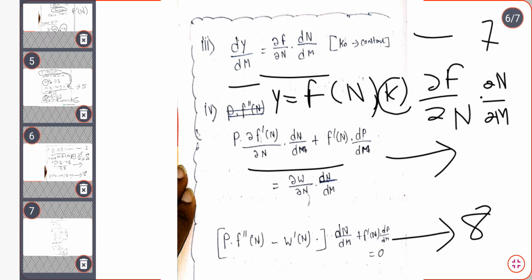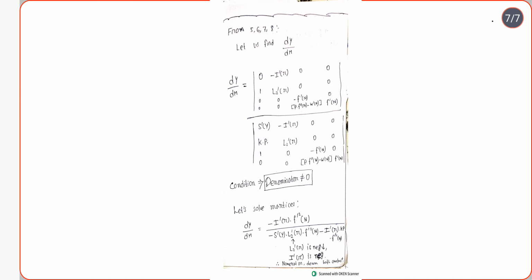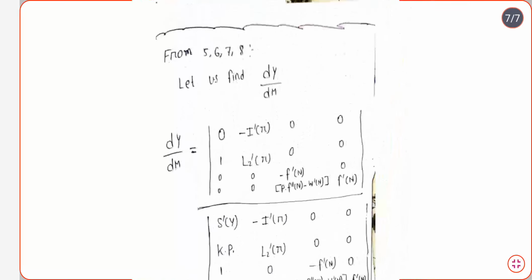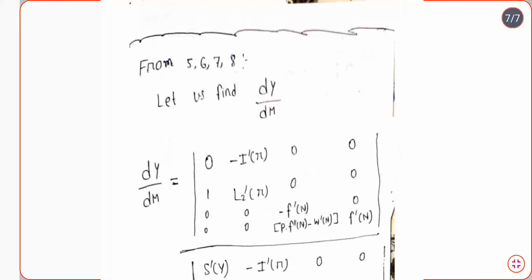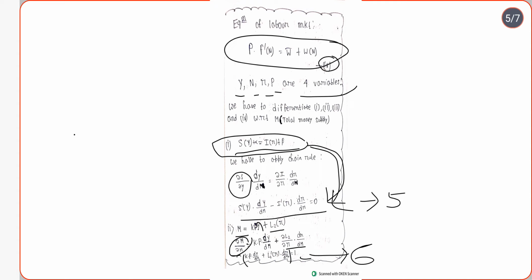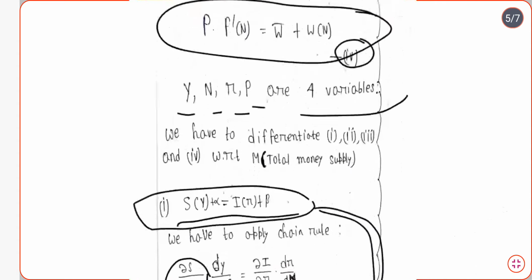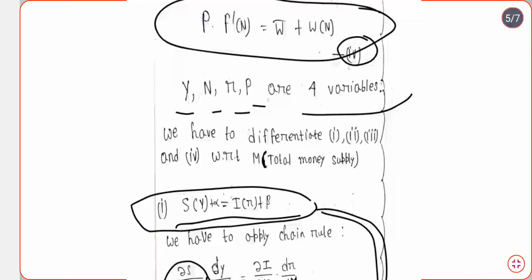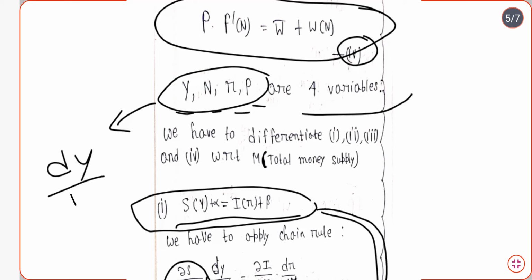Now from 5, 6, 7 and 8 we will form a matrix. Now let us try to find dy/dm. How will you find dy/dm, and is it possible to find anything else? By this method you can find dn/dm, these four variables. You can find dy/dm, that we are going to find in this portion of the video.